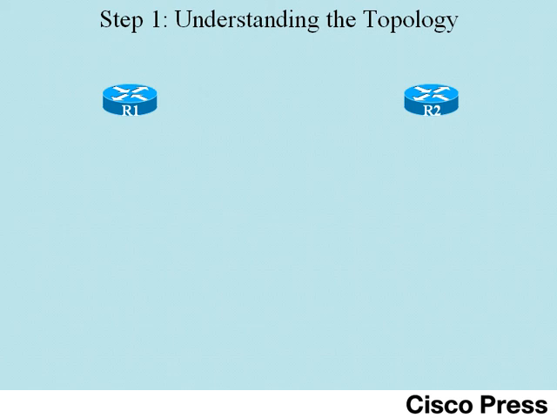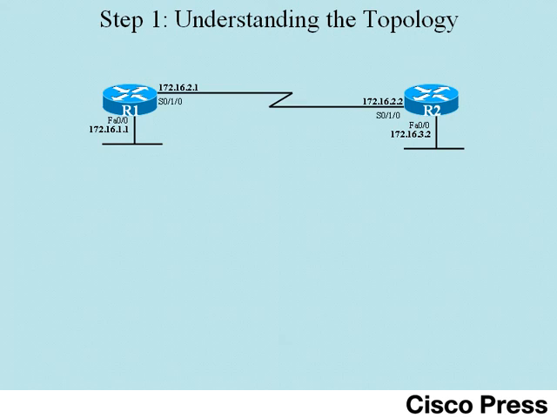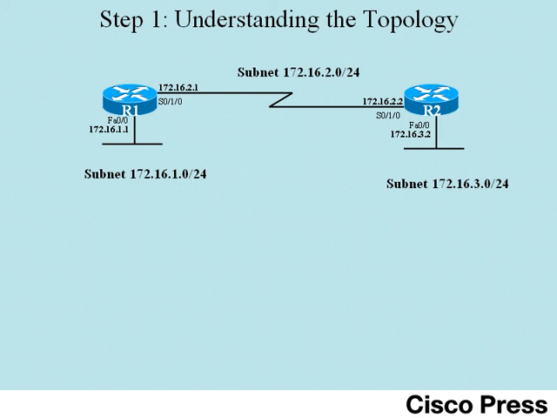In step 1, we'll use a simple two-router network with R1 and R2 each having a FastEthernet 0/0 interface with the IP addresses you see there. Additionally, there'll be a point-to-point serial link between the two with addresses 172.16.2.1 on router 1 and 172.16.2.2 on router 2. So we'll end up with three subnets. In this case, we'll use a nice easy /24 mask for each of the three subnets, so we'll end up with the three subnets that you see there on the screen.